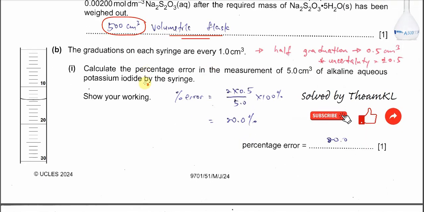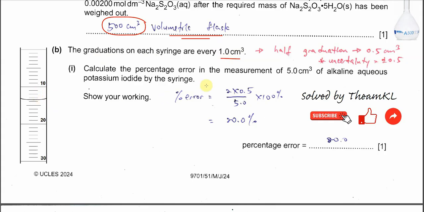After that, part B. The graduations on the syringe are every 1 cm cube. So this is a very important hint. Already told you each of the graduations will be 1 cm cube, something like this. Let's say from this 10 to 20 cm cube, each graduation is 1 cm cube. So means 11, 12, 13.